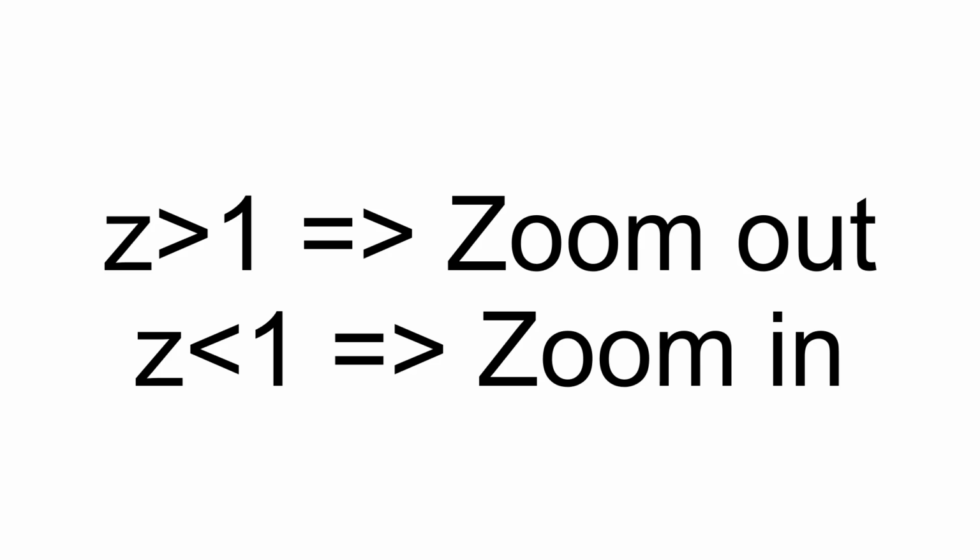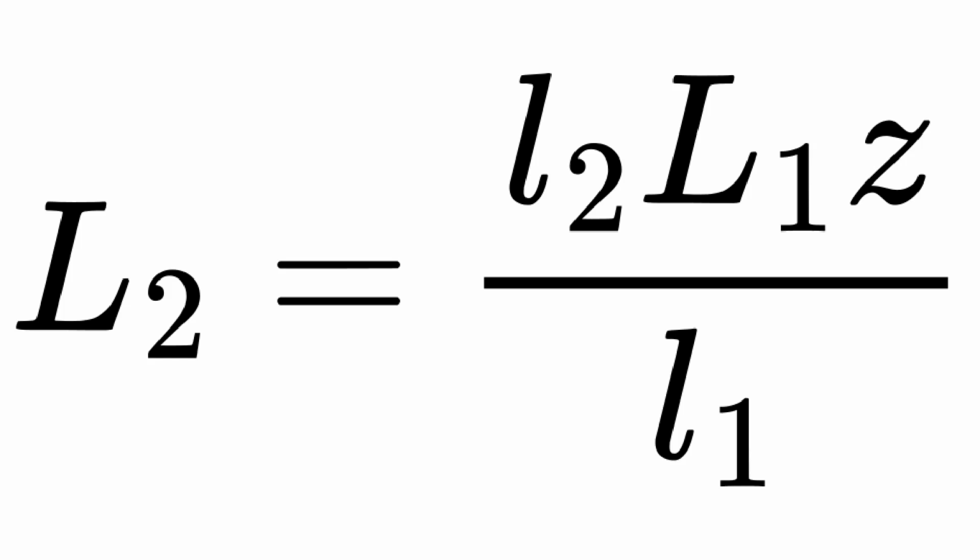If z is greater than 1, the camera zoomed out, and if z is less than 1, the camera zoomed in. Then, to calculate the size of shrunk Fries, we can modify the length formula from last episode by multiplying it by the zoom change. So we get this formula. With this, we can follow Fries from normal size to the atomic level. Then we can measure subatomic particles.